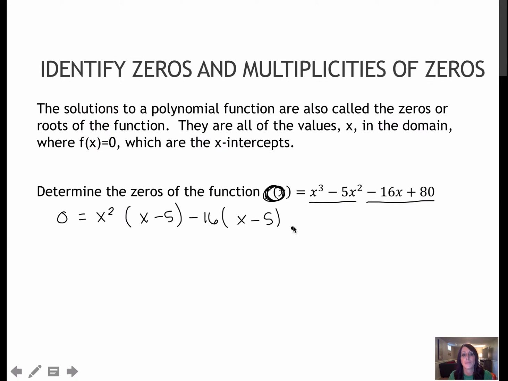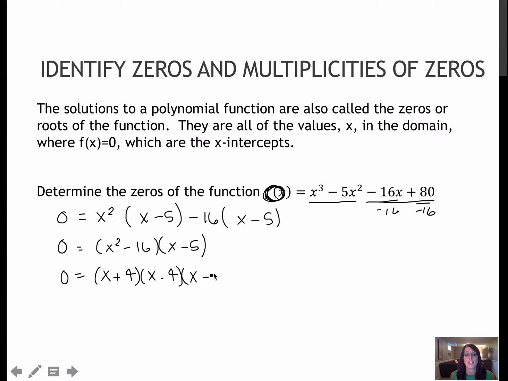So lucky me, I chose correctly right away, because if I divided this by negative 16 and this by negative 16, I get the same thing that I had over here. That means 0 equals, these two values come together, so x squared minus 16, and then x minus 5. I'm going to keep factoring because I have a squared value. X squared minus 16 is a difference of squares pattern, which means that's x plus 4, x minus 4. Keep that x minus 5 in there.